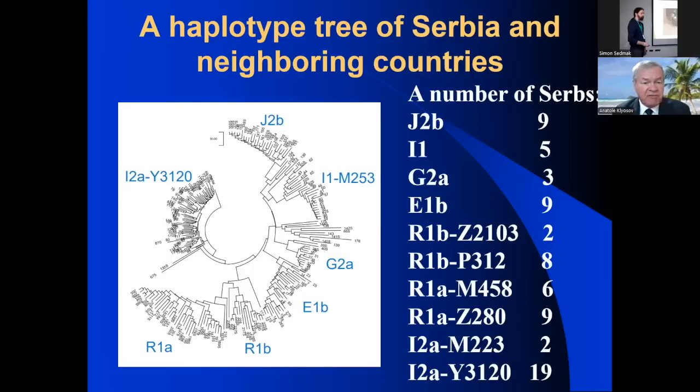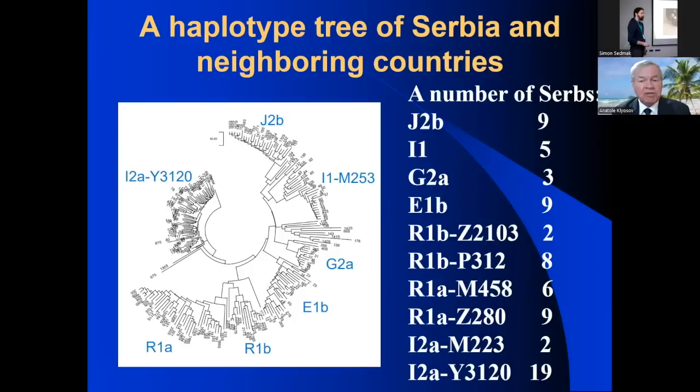Now you see it's a very tight branch, which shows that it is young. When branches are scattered and bushy, they are ancient, old. However, as you see, I2A Y3120 is tight. In fact, it arose only 2,200 years ago, basically at the end of the old era, close to the beginning of the new era. This is a kind of unusual situation, and I will explain why.